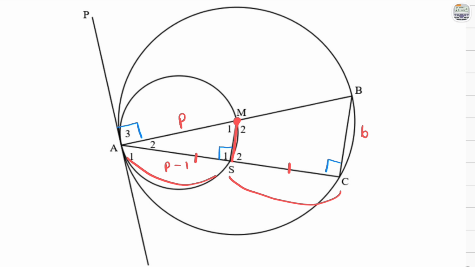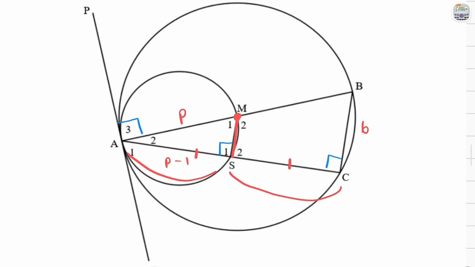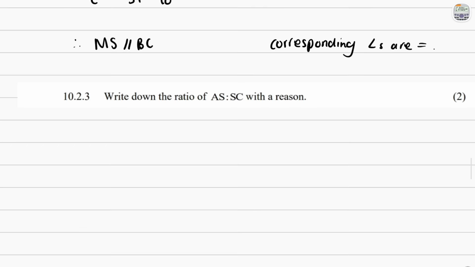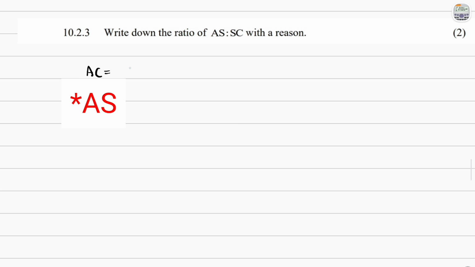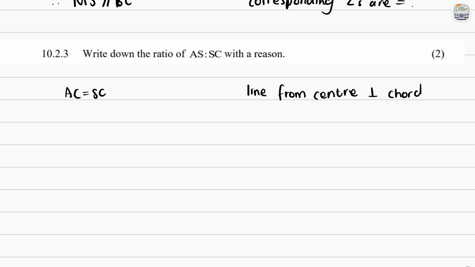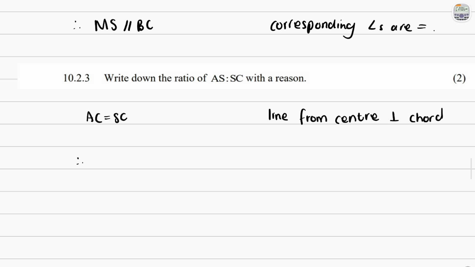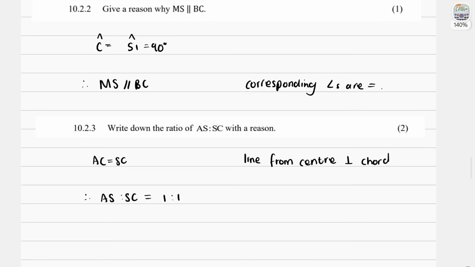So let's go ahead and tell them that these two are equal first, because we have the line from the center of the circle perpendicular to the chord, so it bisects that chord. So AS is first equal to SC, and put our reason down. Specifically, it's perpendicular to the chord, so it's not the line from the center to the midpoint of the chord. It's the line from the center perpendicular to the chord. That line bisects the chord. And now because of that, we can conclude that AS is to SC is equal to 1 is to 1, and that is our answer.